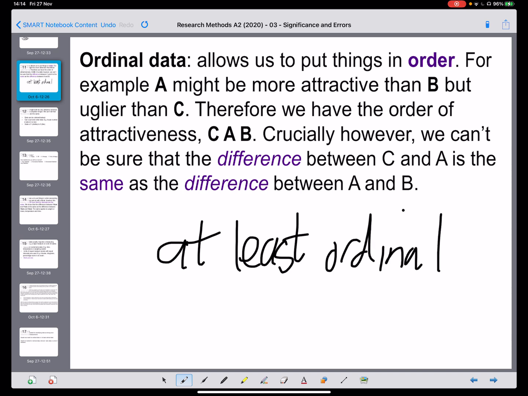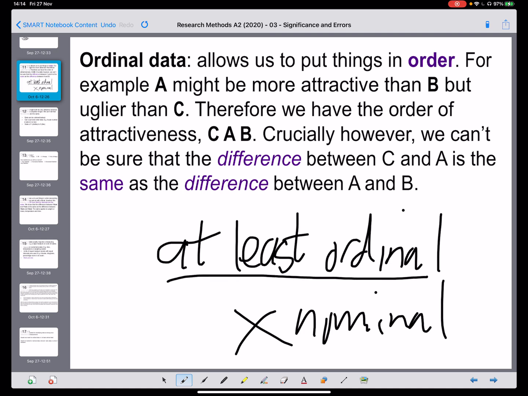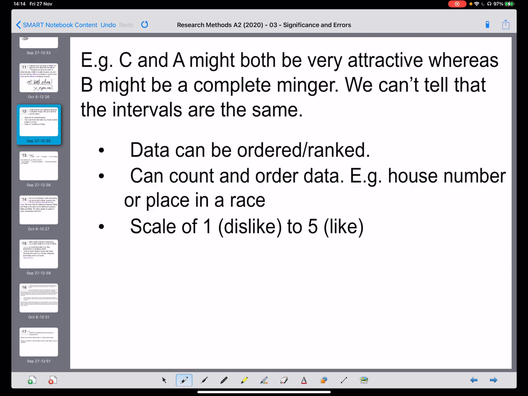If I say at least ordinal, I'm saying it's not nominal. And I suppose it's because sometimes numbers aren't always clear to us, and so it's quite important for us to recognize that it's not a category. But please refer to the phrase at least ordinal in this particular case. Now, ordinal is exactly as it says, putting things in order. So I might be able to put A, B, and C in their order of attractiveness. But we can't actually tell the difference between C and A, and that's the problem. We might find that 2 of them are very attractive, but unfortunately, the third one is not.